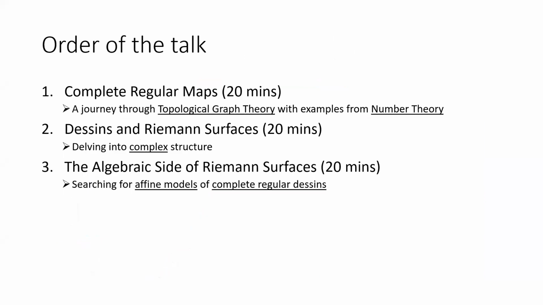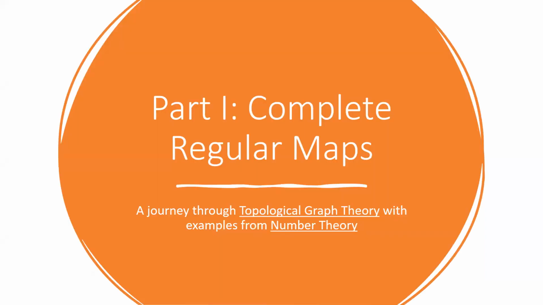My talk is split into three parts. In the first part, I will be talking about complete regular maps, which is a notion in topological graph theory. And then I'll move over to dessins and Riemann surfaces. And in the final part of my talk, I'll talk about the algebraic side of Riemann surfaces. So first of all, what is a complete regular map?